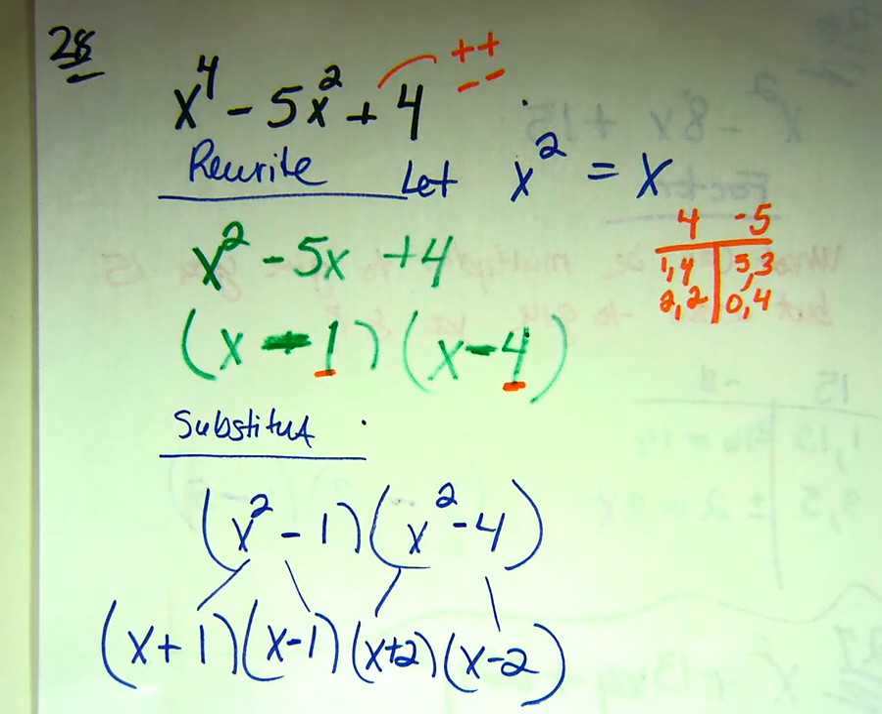Let's look at our middle term now. What is your middle term? Your middle term is also negative. Hence, that's where these 2 negative signs come from right here. But there's still more to do. Remember, we substituted x as x squared. So now we're going to plug it back in. Rewriting this, we're going to have x squared minus 1 and then x squared minus 4.